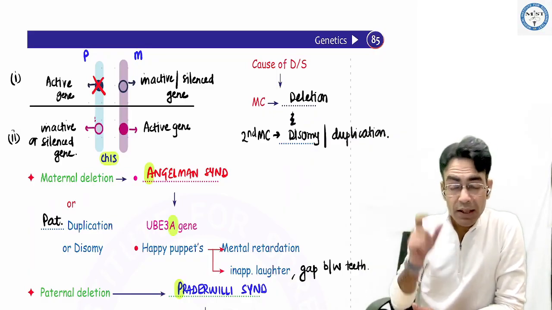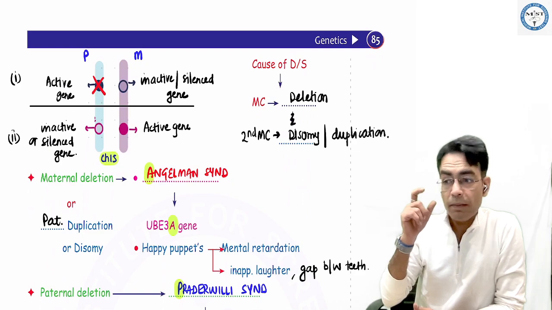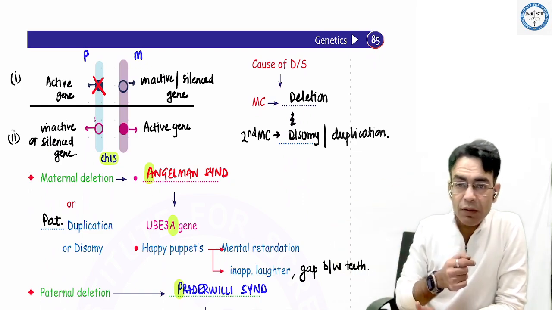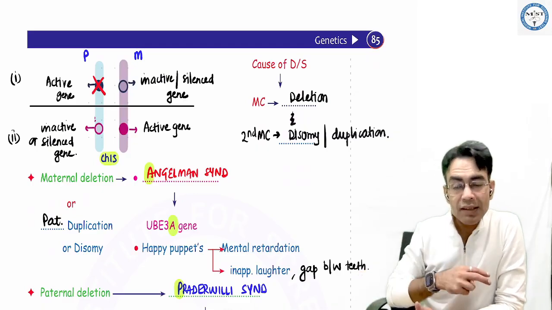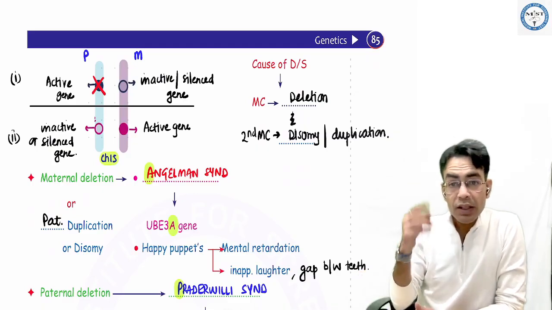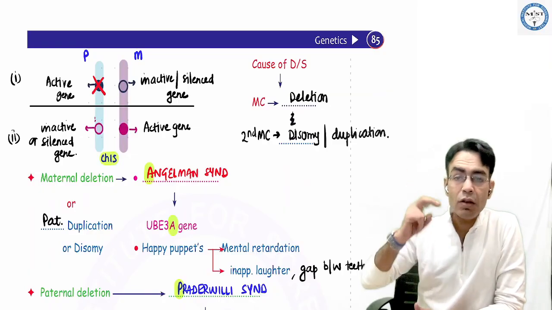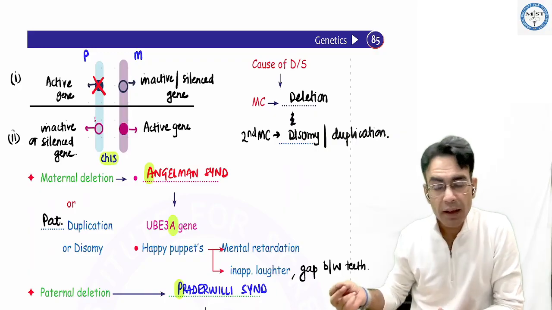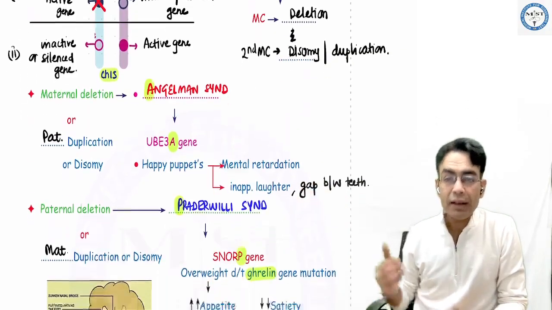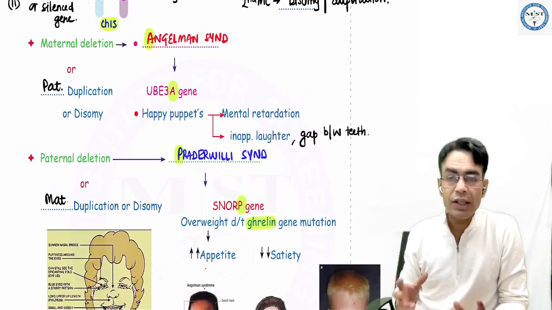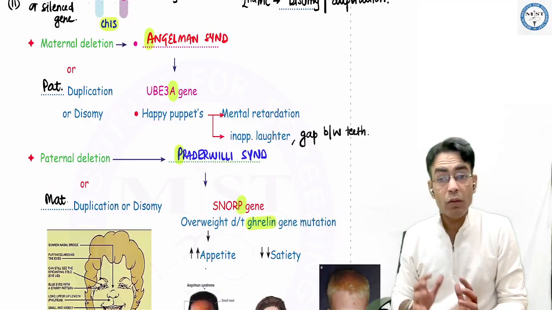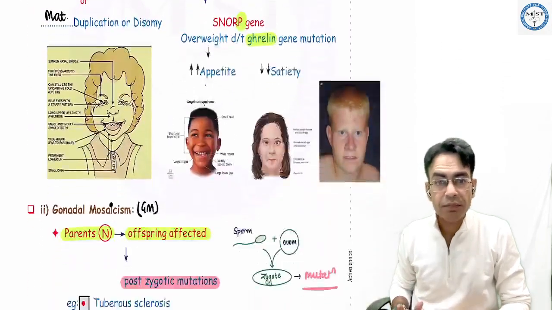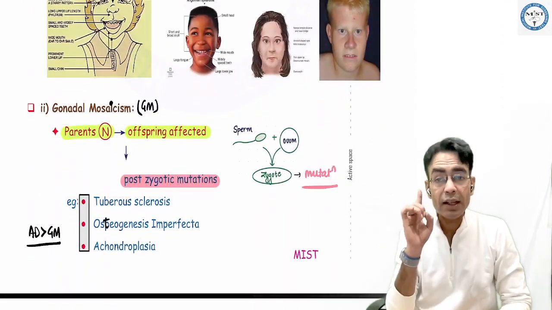So the name of the disease depends on the allele which is getting deleted. If it's the mother's gene which is getting deleted, Angelman syndrome. Father's gene deleted, Prader-Willi. But mother's deletion will make father duplication. So maternal deletion or paternal disomy will cause Angelman. The gene deleted is UBE3A, and these are happy puppets. Whereas paternal deletion will also be called maternal duplication. The gene deleted is not, and the people will be very serious and obese because of which gene mutation? Ghrelin gene mutation.